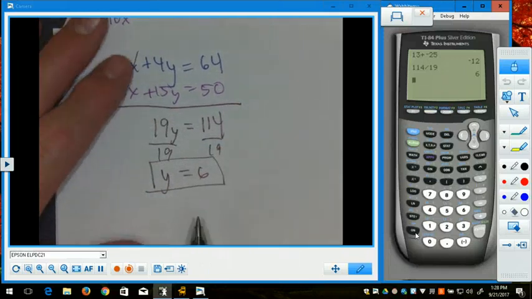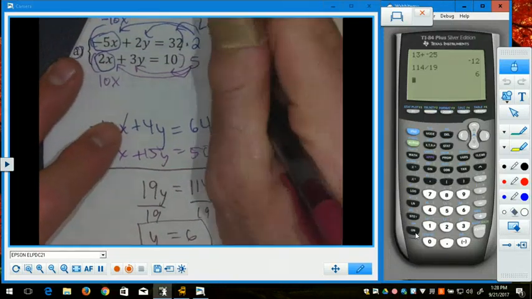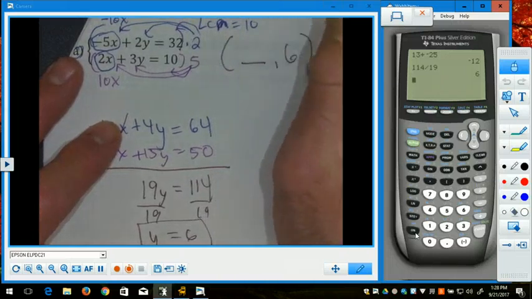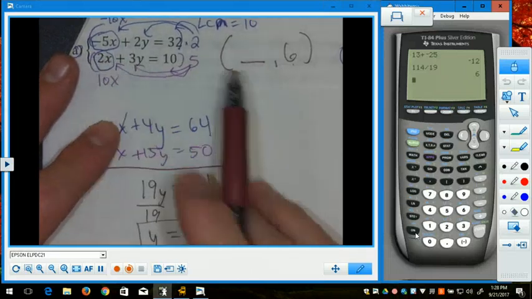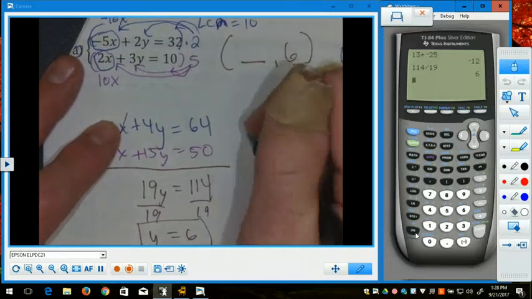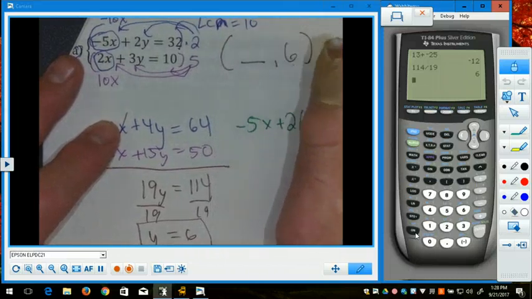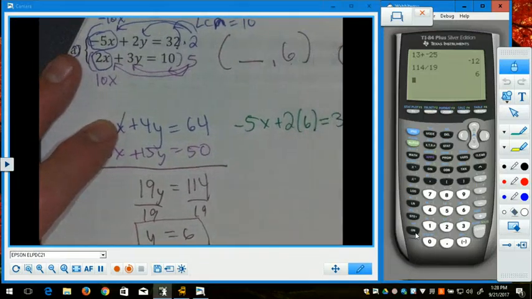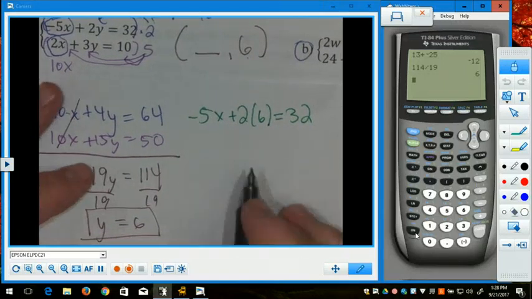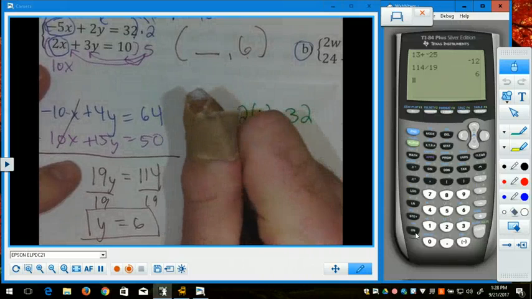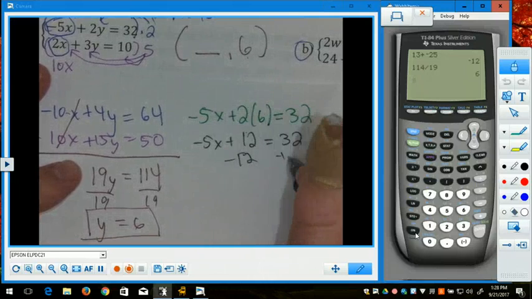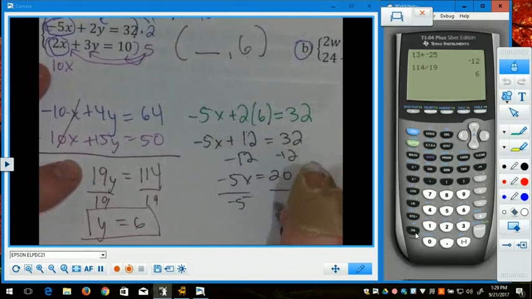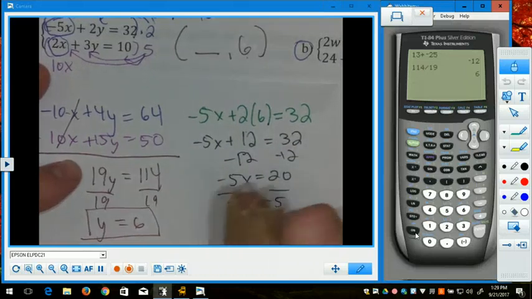So this means that the point, I don't know the ordered pair yet, but our solution is something comma 6. I found the answer to the y variable first. So now I'm going to take that answer and plug it into my top equation. In my top equation, that's negative 5x plus 2 times 6 equals 32. 2 times 6 is 12. So I take away 12 from both sides. Negative 5x equals 20. When I divide by negative 5, I get x equals negative 4.